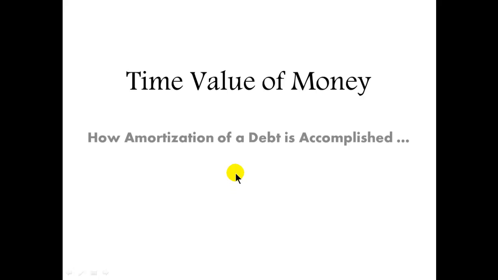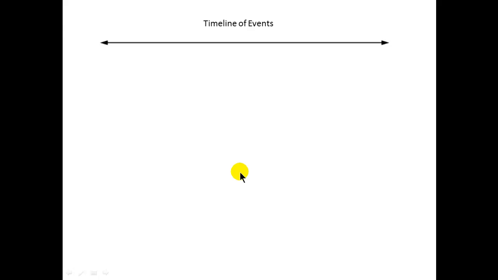So let's get started and set up a timeline. In this timeline, all of us can relate to the buying of a car, right? So you go out and you purchase a car, and the present value, what it's worth today, is basically in this scenario the purchase price. It's your net purchase price minus any down payment you made.